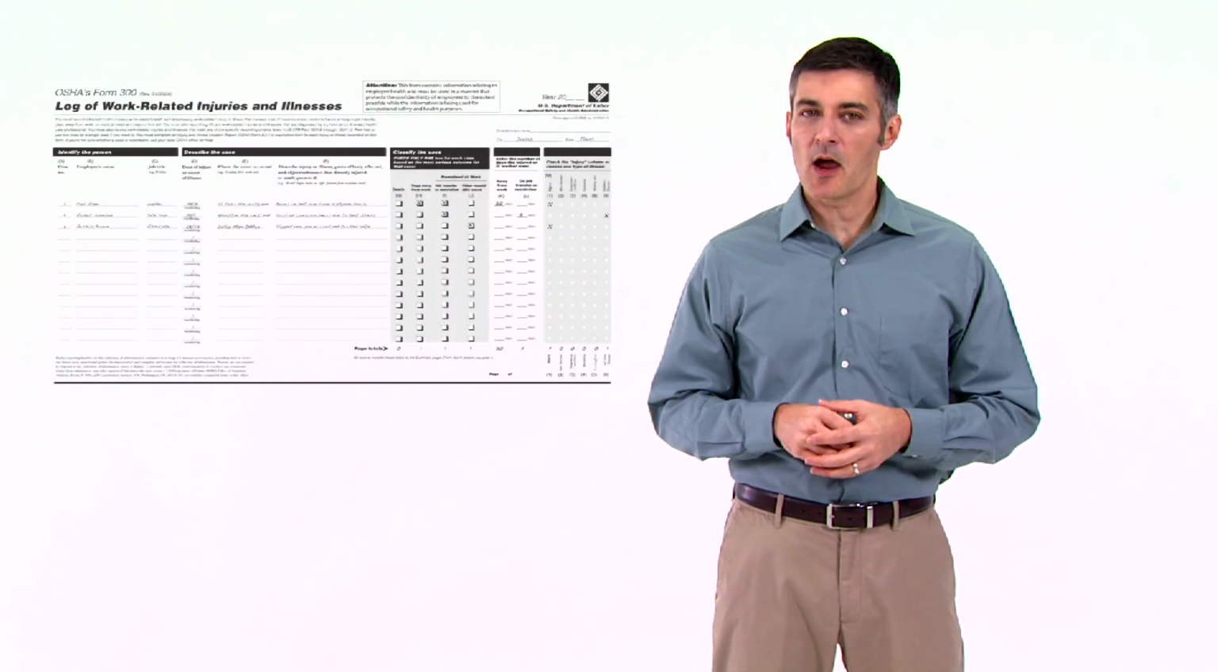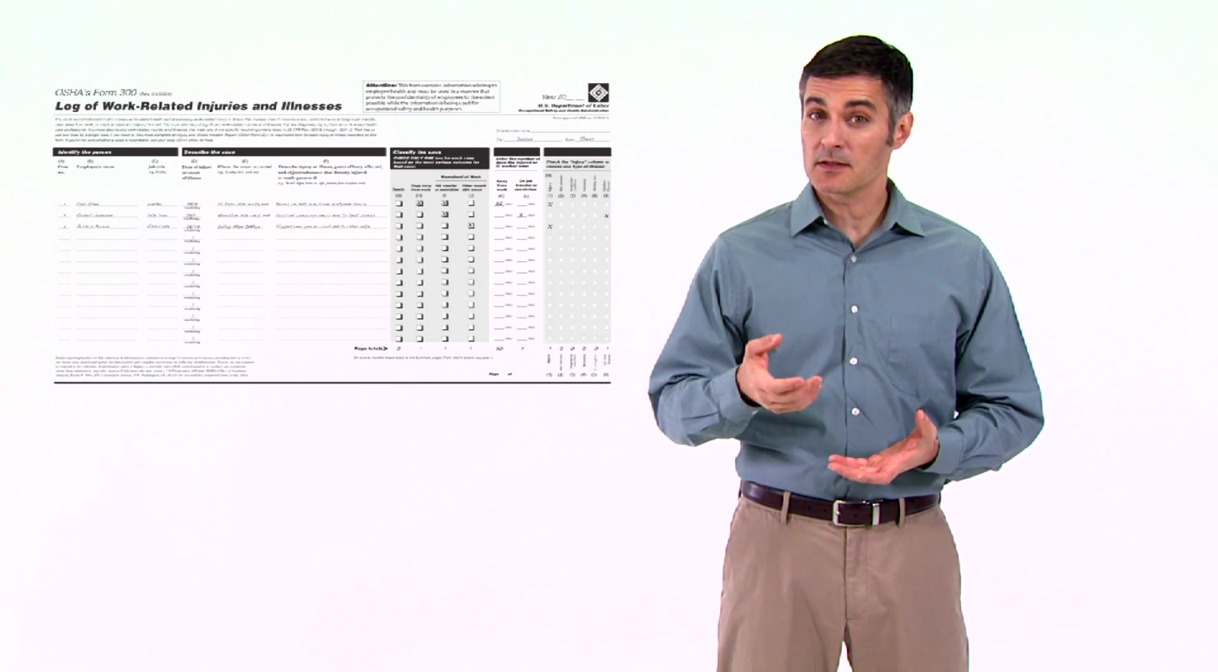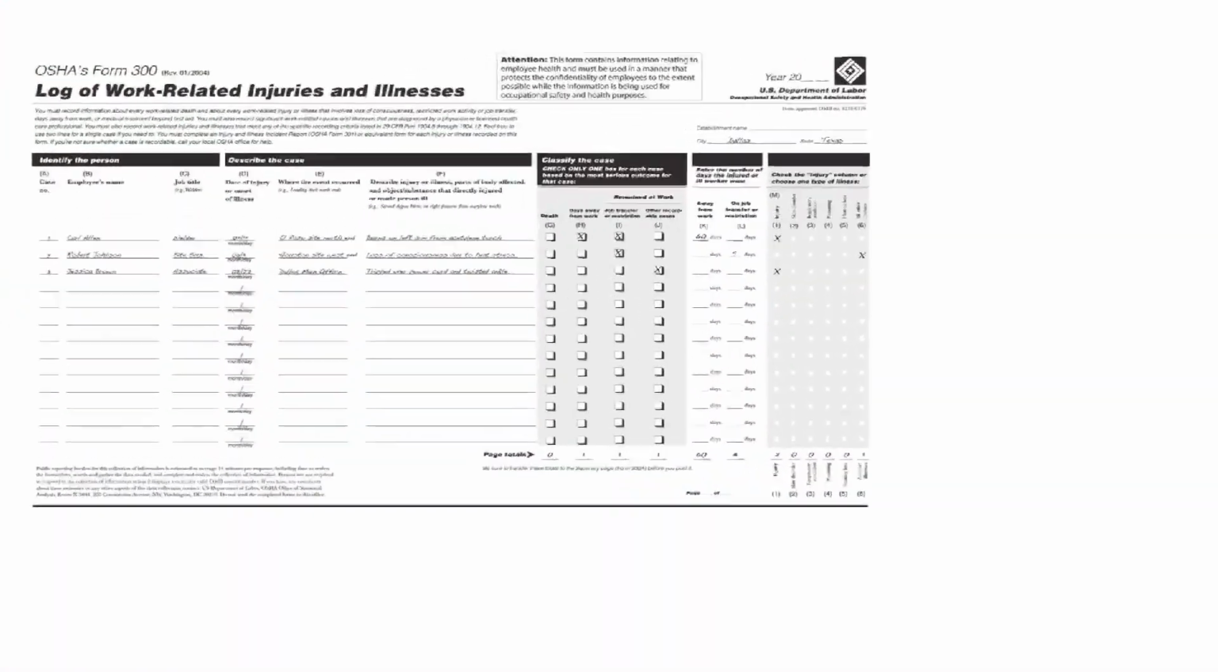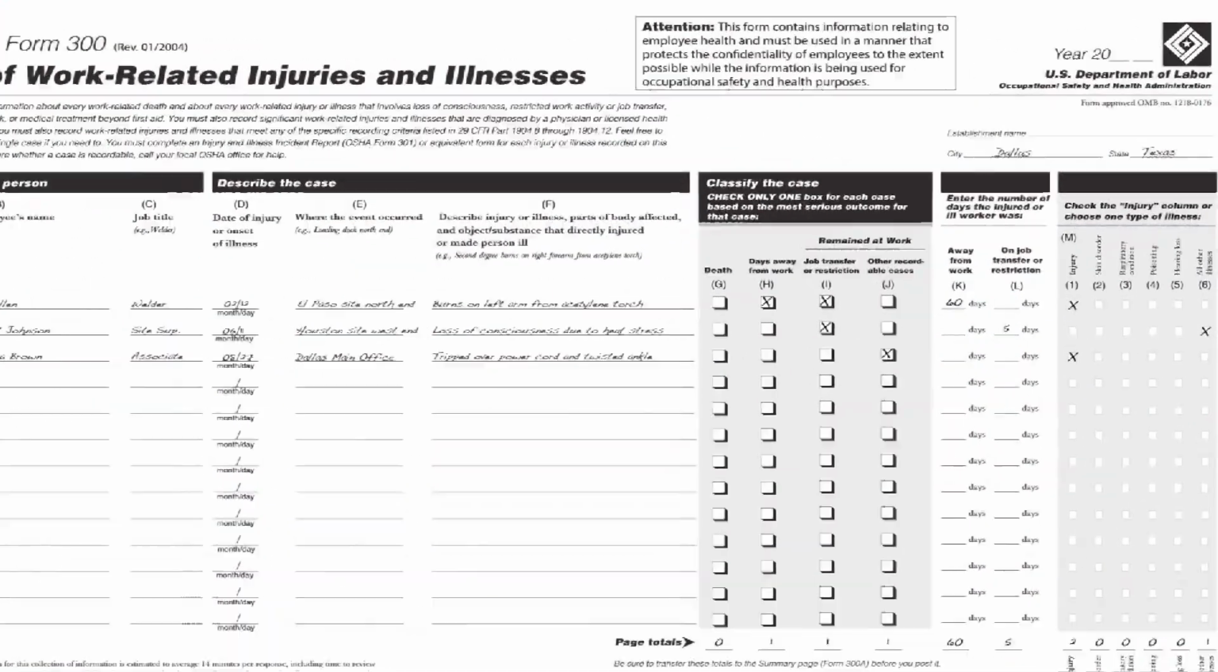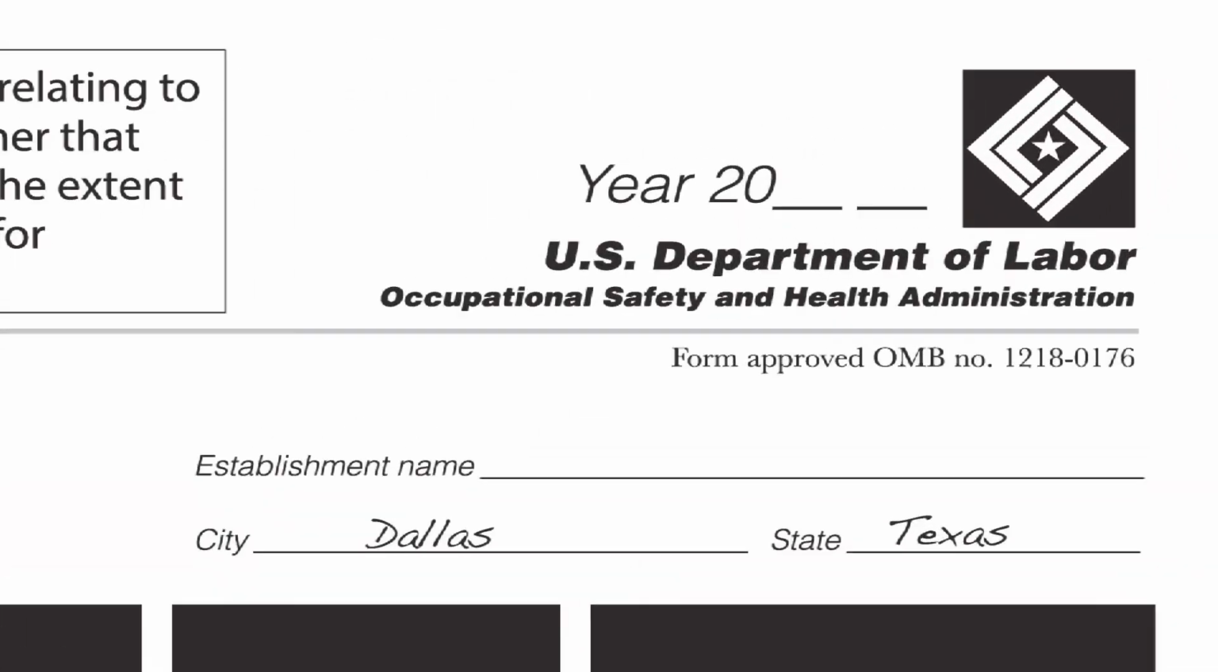Now that we have covered the basics of the record-keeping process, let's address a few common errors that are seen in completing and submitting these forms. The first common error is incomplete establishment information, including company name and address. The information is important for identifying your company and the location for which the incident reports are associated.